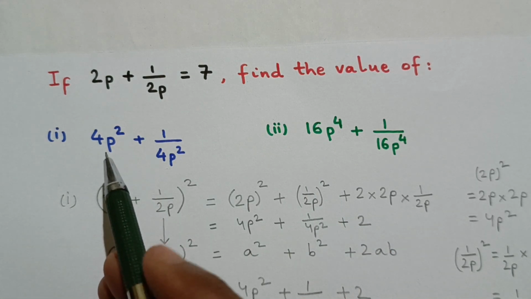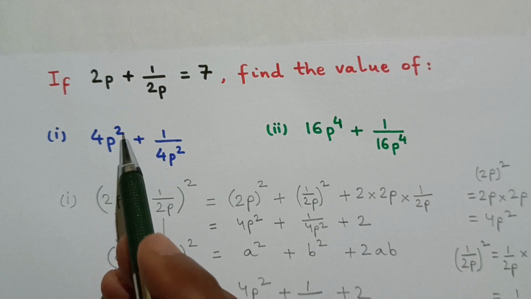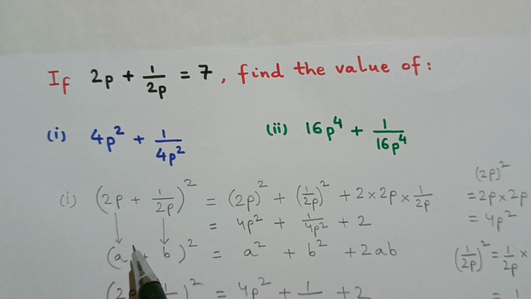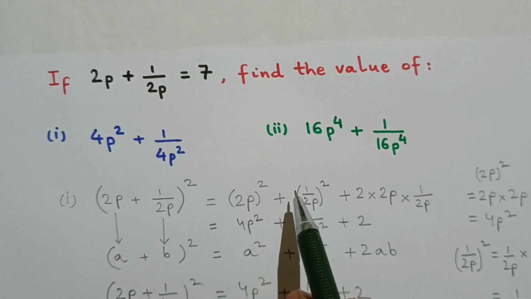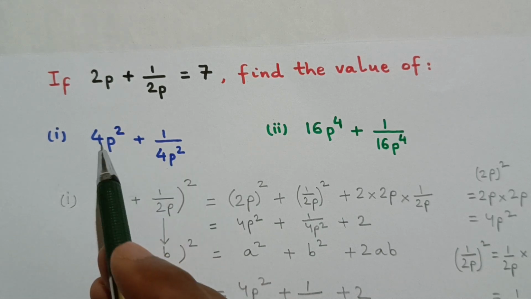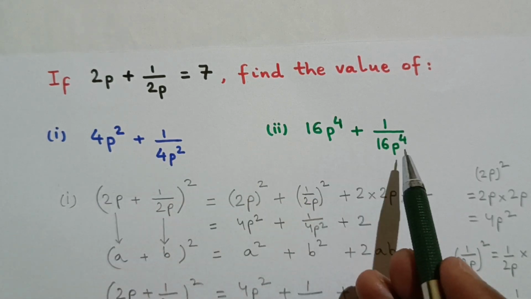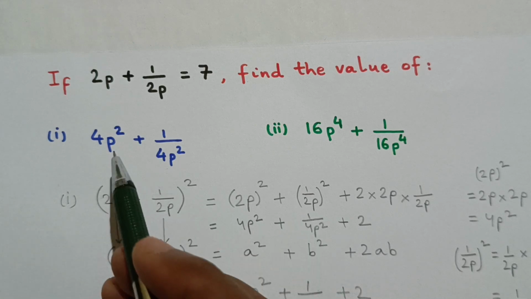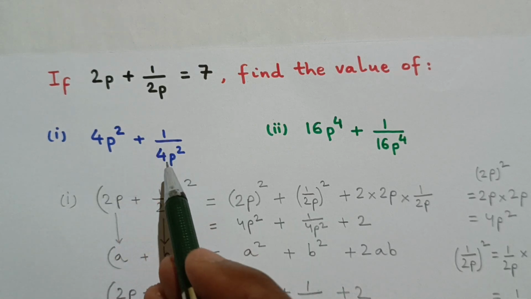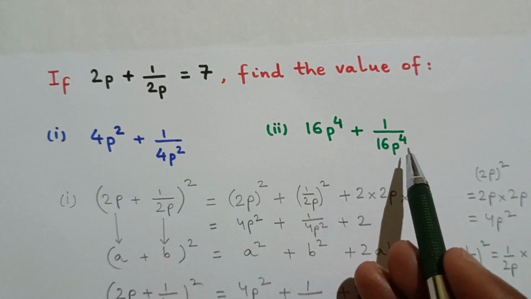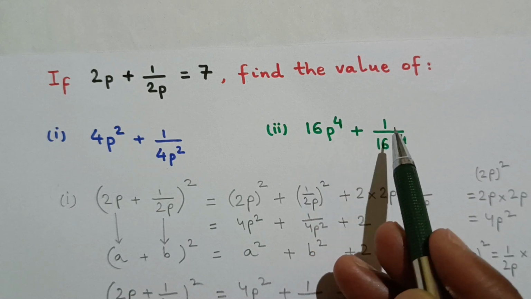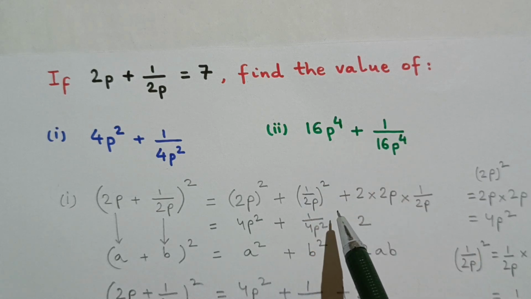So in question number 1, we have calculated the value of 4p square plus 1 upon 4p square. And if I square this expression, I will get this expression. So if I square 4p square plus 1 upon 4p square, I will get 16p to the power 4 plus 1 upon 16p to the power 4.